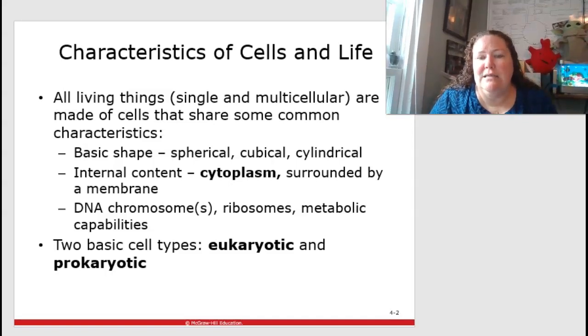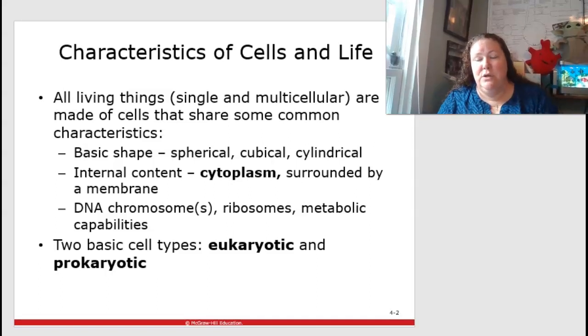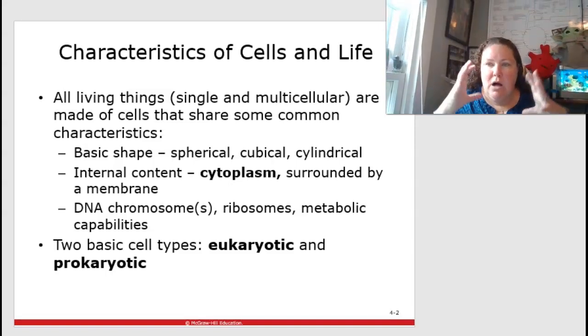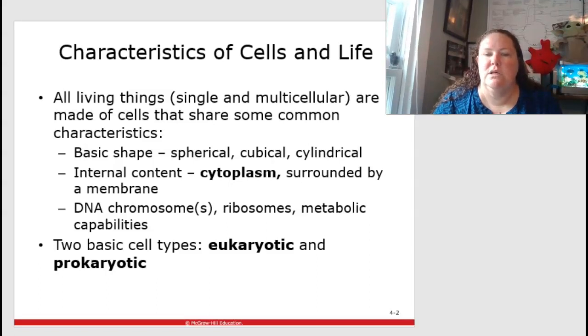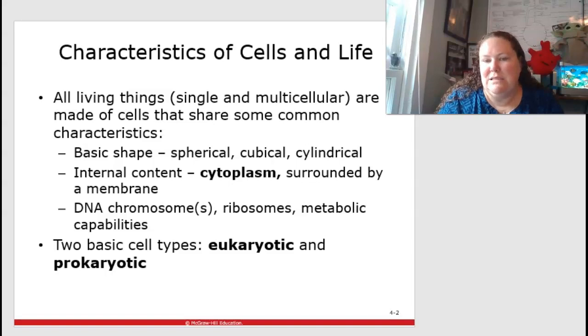There's an internal content, which would be cytoplasm, which I kind of call cellular glue and goo. It's kind of just glop, right? And this is surrounded by a membrane to keep it all intact. And then we also have DNA chromosomes, ribosomes, and metabolic capabilities. And there are two different types of basic cells. One is eukaryotic and the other one is prokaryotic.